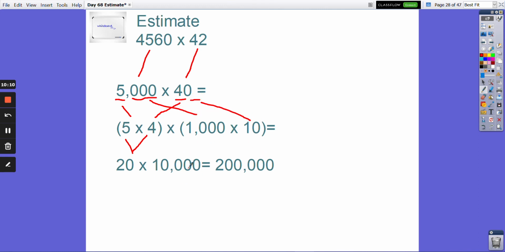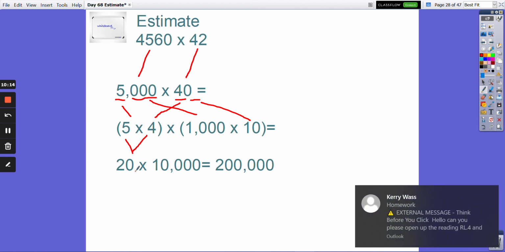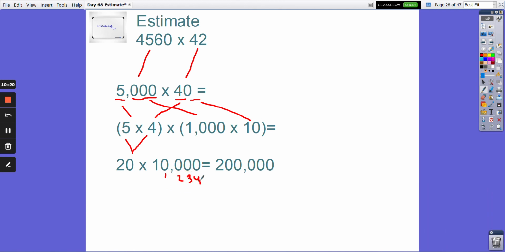to give me 10,000. And if I multiply these numbers, I have 1, 0, and then I have 1, 2, 3, 4 zeros behind the 20. So my estimation here is 200,000. Let's say you estimated this to be 4,000, then you would have an answer more like 160,000.